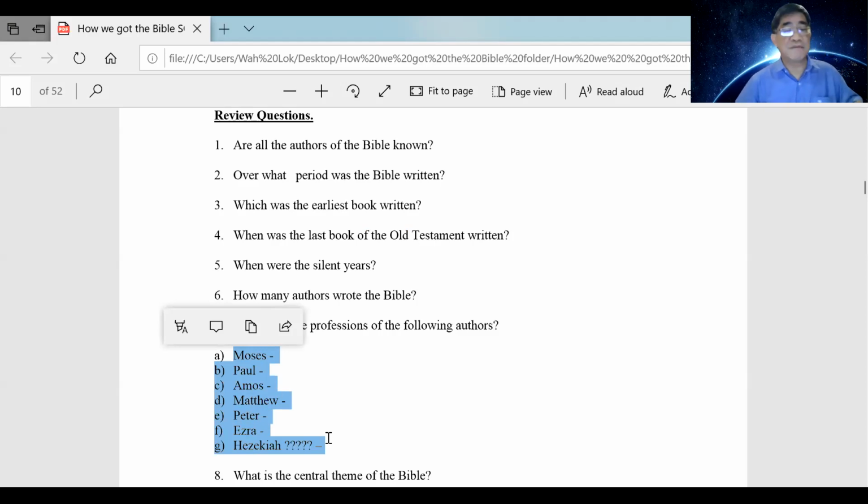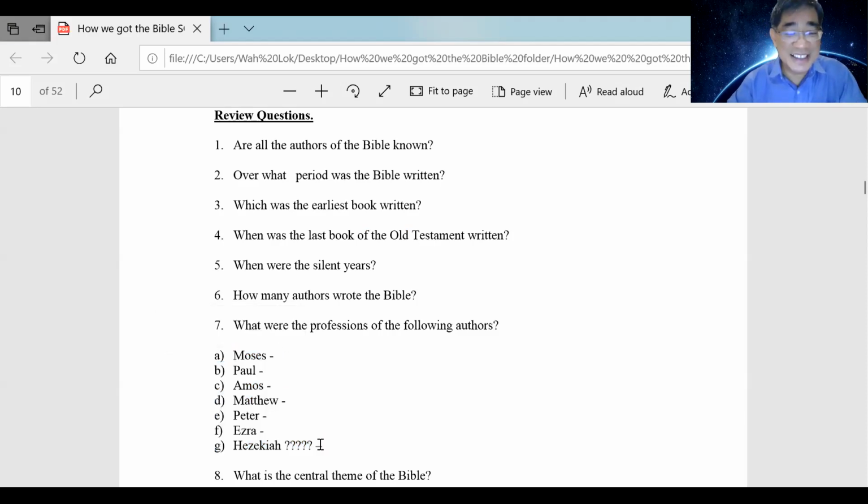Amos, he's a farmer. Matthew, tax collector. Peter, fisherman. Okay, write down now. Peter, fisherman. Ezra, he's a scribe. Hezekiah, I know you will answer he's a king, but that's not the correct answer, because Hezekiah is not a book of the Bible. So I know many people say king, but no.